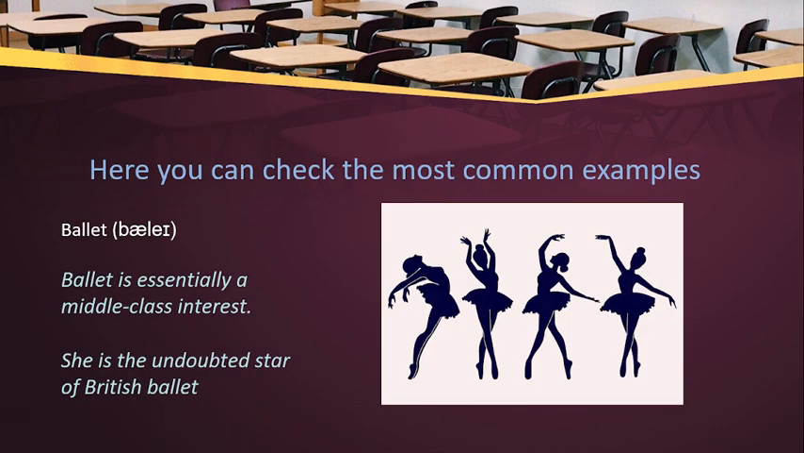First, here you can check the most common examples. For example, you don't say ballet, you say ballet. Here you can have the first word that is very common. For example, ballet is essentially a middle class interest. Ballet, ballet. It's not with a sound like in Spanish. It's pretty much flexed to ballet. Good. For example, she's undoubtedly a star of British ballet.